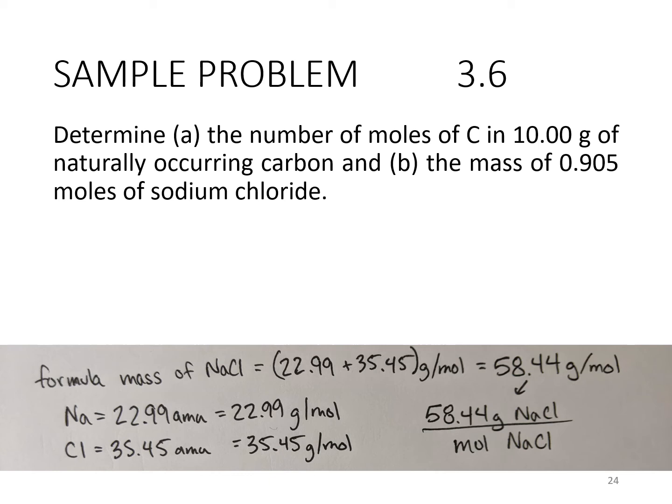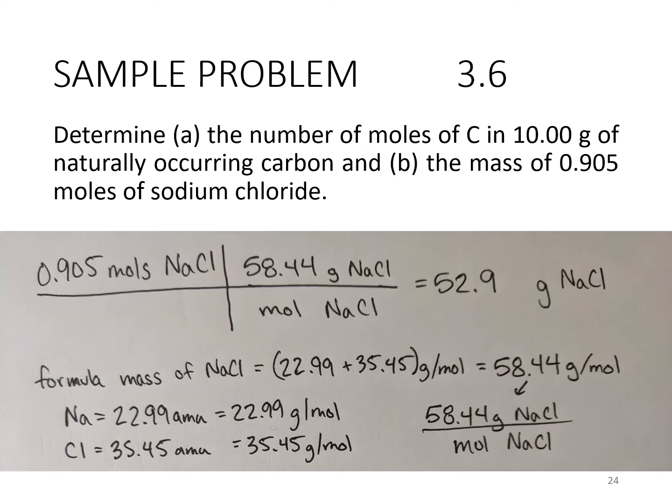Now we'll do that same sort of setup. 0.905 moles of sodium chloride, aiming for grams of sodium chloride. This time we are multiplying by 58.44 grams of sodium chloride per mole of sodium chloride. So our moles of sodium chloride will cancel, leaving us with 52.9 grams of sodium chloride.